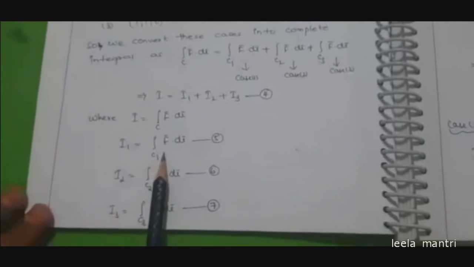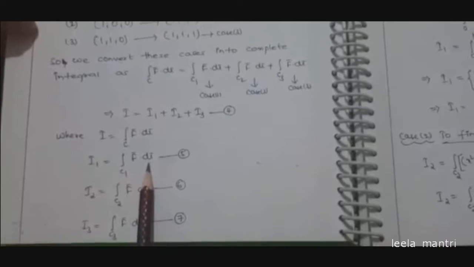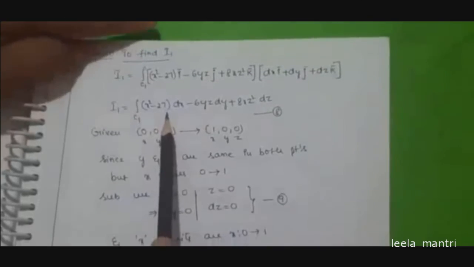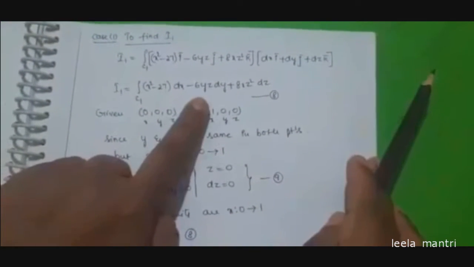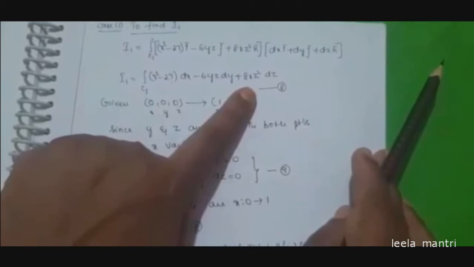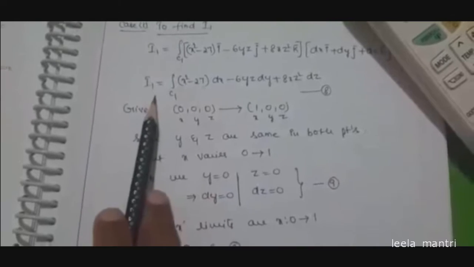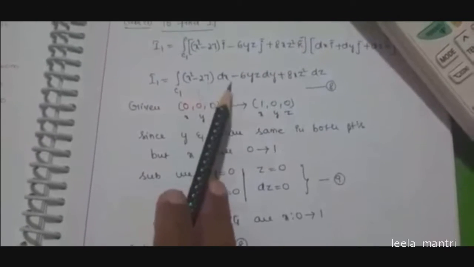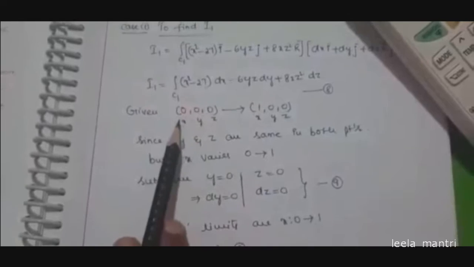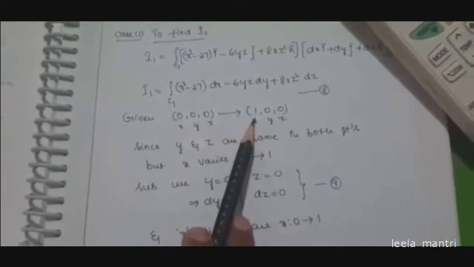Now we are going to find the line integral I1. We know that I1 is given as the integral of f bar dot dr bar. We substitute the f bar and dr values. On simplification of the dot product, we get I1 is equal to the line integral on C1 of (x square minus 27) dx minus 6yz dy plus 8xz square dz. In this particular case, the line integral should be converted in terms of one variable. Here we have the point 0, 0, 0 to the point 1, 0, 0.